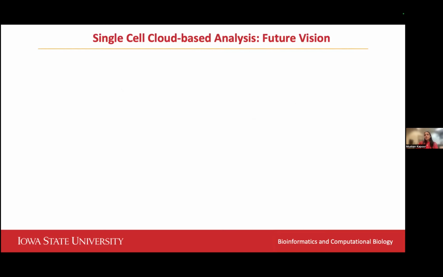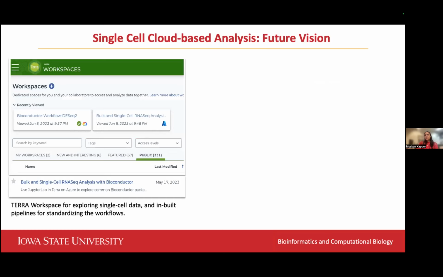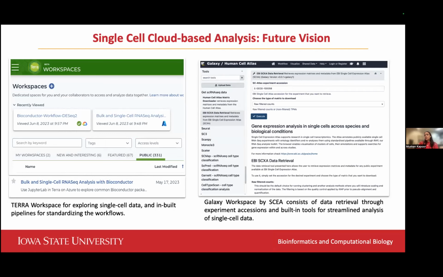Now, the future vision would be single-cell cloud-based analysis tools. For example, there is a Terra workspace for exploring the single-cell data and inbuilt pipelines for standardizing the workflows. The user can use the existing workflow, or he or she can create a new workflow or pipeline within the Terra workspace. Next is Galaxy. It retrieves the data through single-cell expression atlas and uses the inbuilt tool for streamlined analysis of single-cell data. One major difference between these two is Galaxy is free for the public use, whereas Terra has some initial cost, which is very low for analysis and storage of the data.